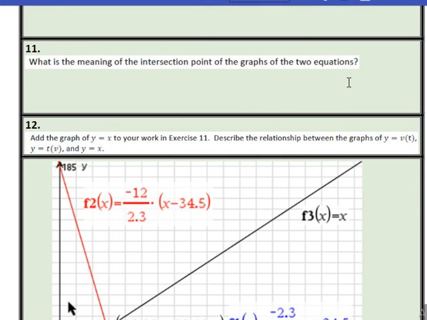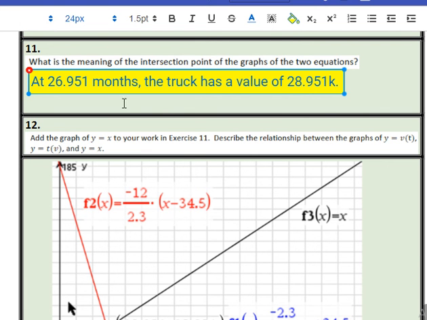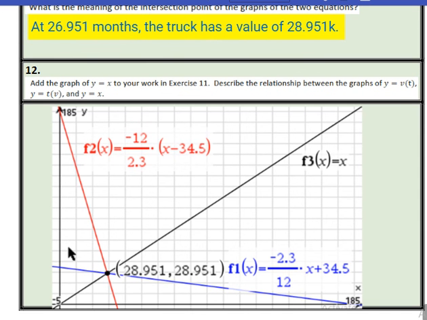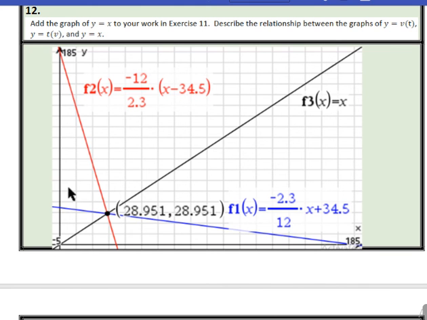Now, what is the meaning of the intersection point of the two graphs? We talked about that. At 28 months, the truck has a value of 28.951 thousand. Now, for 12, what they ask us to do is add the line y equals x. And the last thing you're being asked to do is describe that relationship, which of course is the inverse is a reflection over the line y equals x.